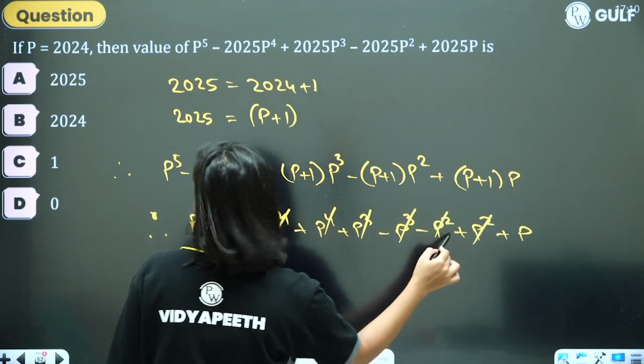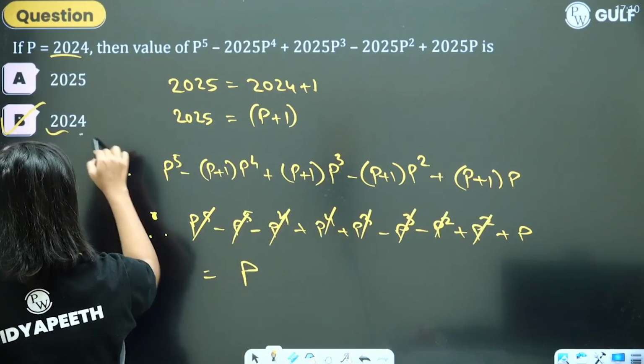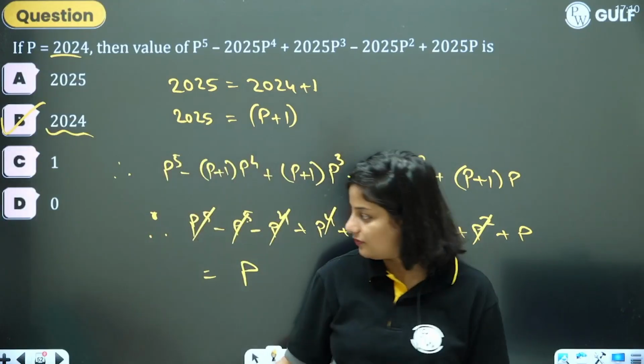Tan. What is the answer? P. P is what? 202. Option B will be the correct answer for this. Very easy one.